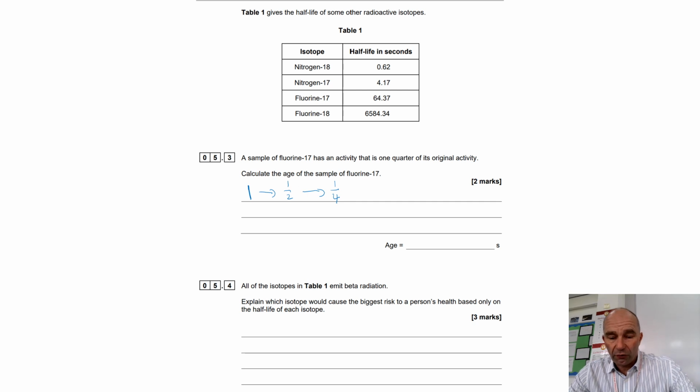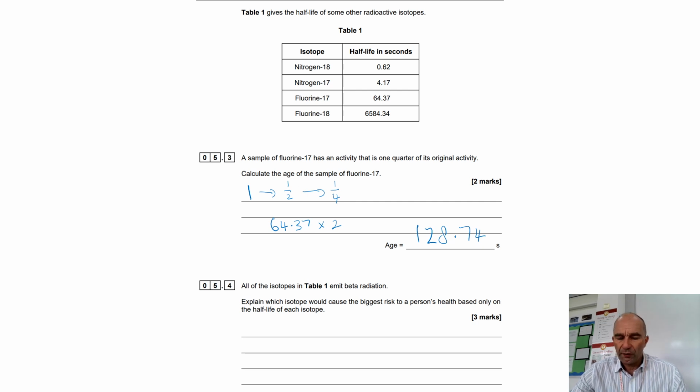Look at the table, fluorine-17 has a half-life of 64.37. Multiply that by 2 to get the 2 half-lives, and that gives you the answer of 128.74 seconds. Now if you rounded that up to 129 seconds, again that would be absolutely fine. You would still get the second mark for that one.